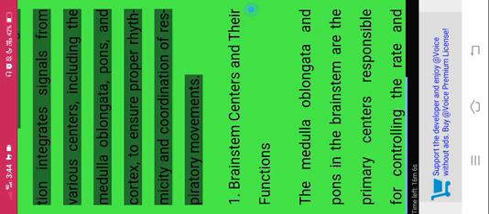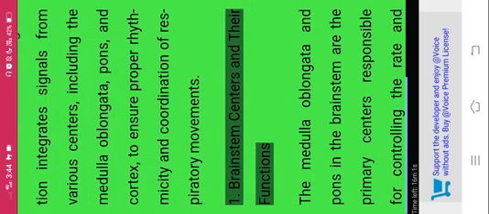The neural regulation integrates signals from various centers, including the medulla oblongata, pons, and cortex, to ensure proper rhythmicity and coordination of respiratory movements. 1. Brainstem centers and their functions.